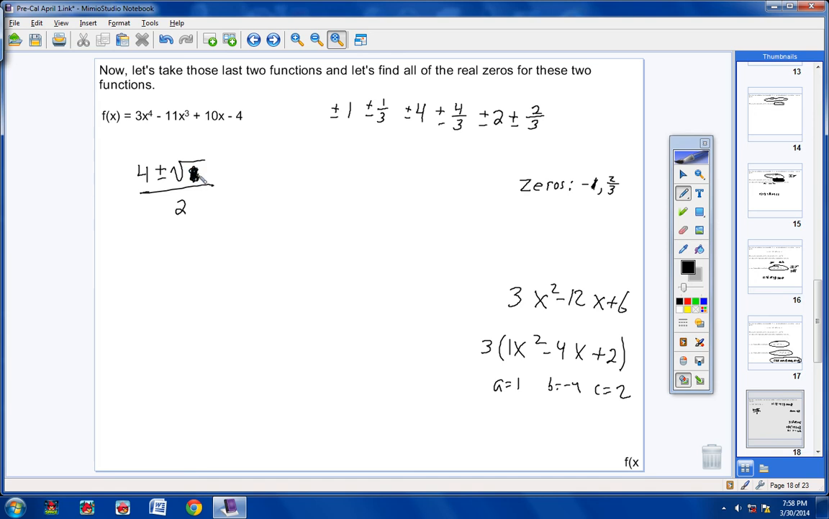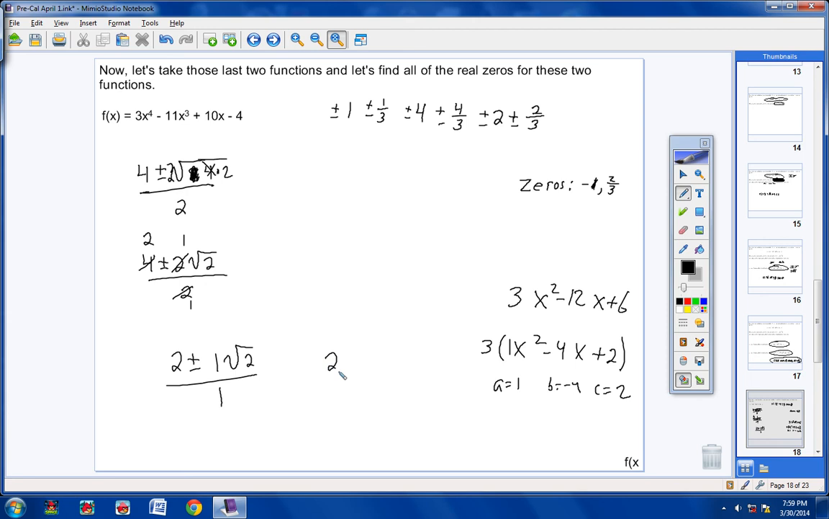We don't know the square root of 8, but it can be broken down into 4 times 2. 4 times 2 is 8. Cross off the 4 and put a 2 right here. So now you have 4 plus minus 2 square root of 2 all over 2. And notice how all of your outside numbers are divisible by 2. So 2 goes into 2 once, 2 goes into 2 once, 2 goes into 4 twice, and you're left with 2 plus minus 1 square root of 2 all over 1.